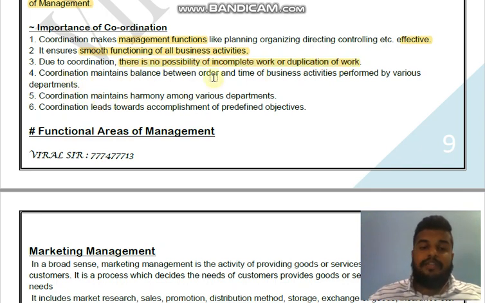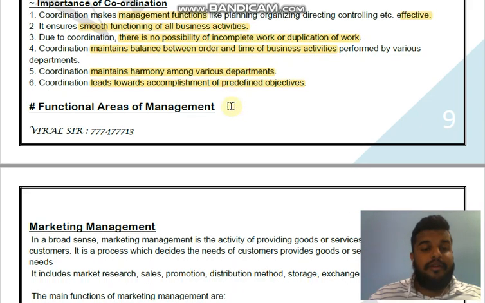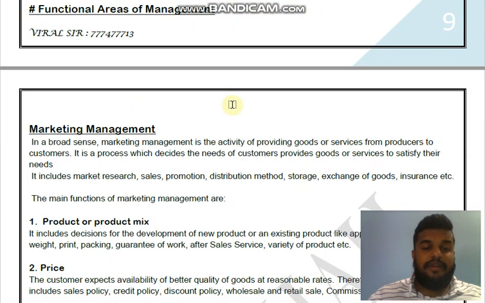It maintains balance between order and time of business activities performed by various departments. It also maintains harmony among various departments as discussed earlier, and coordination leads towards accomplishment of predetermined objectives. It helps us achieve the predefined objectives, it leads us towards the way. Clear?